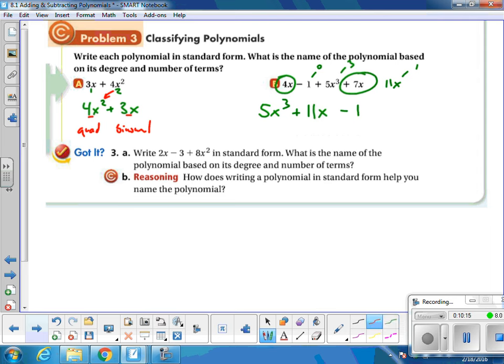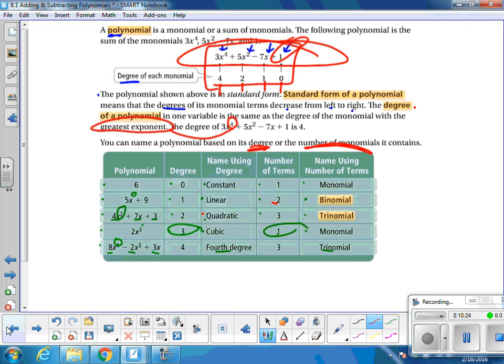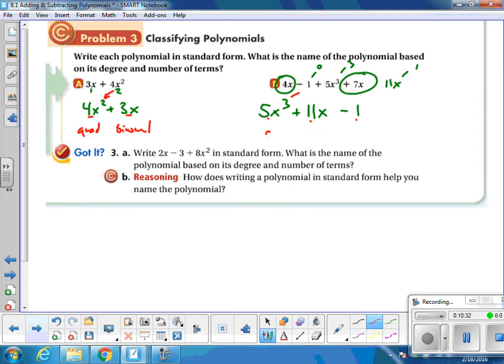And when I look at this whole thing, the degree of this polynomial is 3, but it has 3 terms. So I'm going to come back real quick. Using my degree, it's 3, so I can see that it's cubic, and the number of terms is 3, so it's a trinomial. So I would say that this is a cubic trinomial.